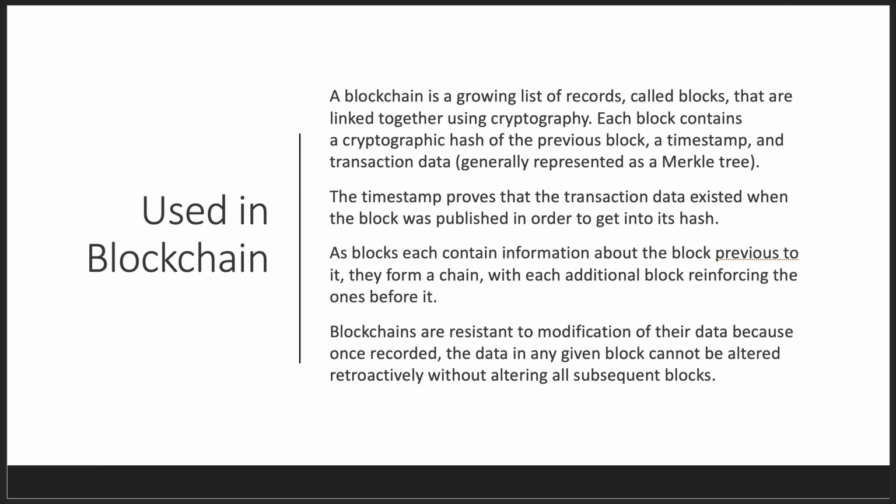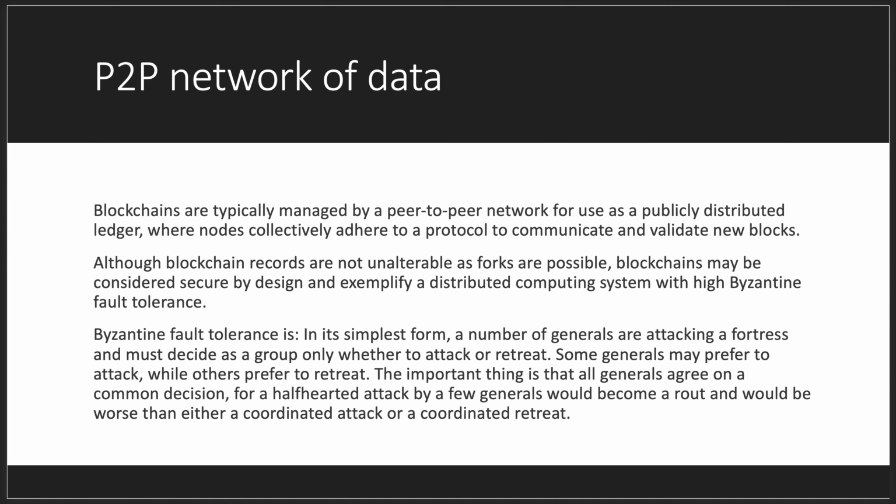Blocks contain information about the block previous to it as they form a chain, with each additional block reinforcing the ones before it, which makes it harder to lie about what the block is and the data in it, because remember, we're hashing all that stuff. Blockchains are resilient to modification of their data because once recorded, the data in any given block cannot be altered without altering all subsequent blocks. This can cause a problem with some uses of blockchain, especially in things like education, or where the data may be derogatory, like credit ratings. So sometimes that's not necessarily a good thing, but it's how it works.